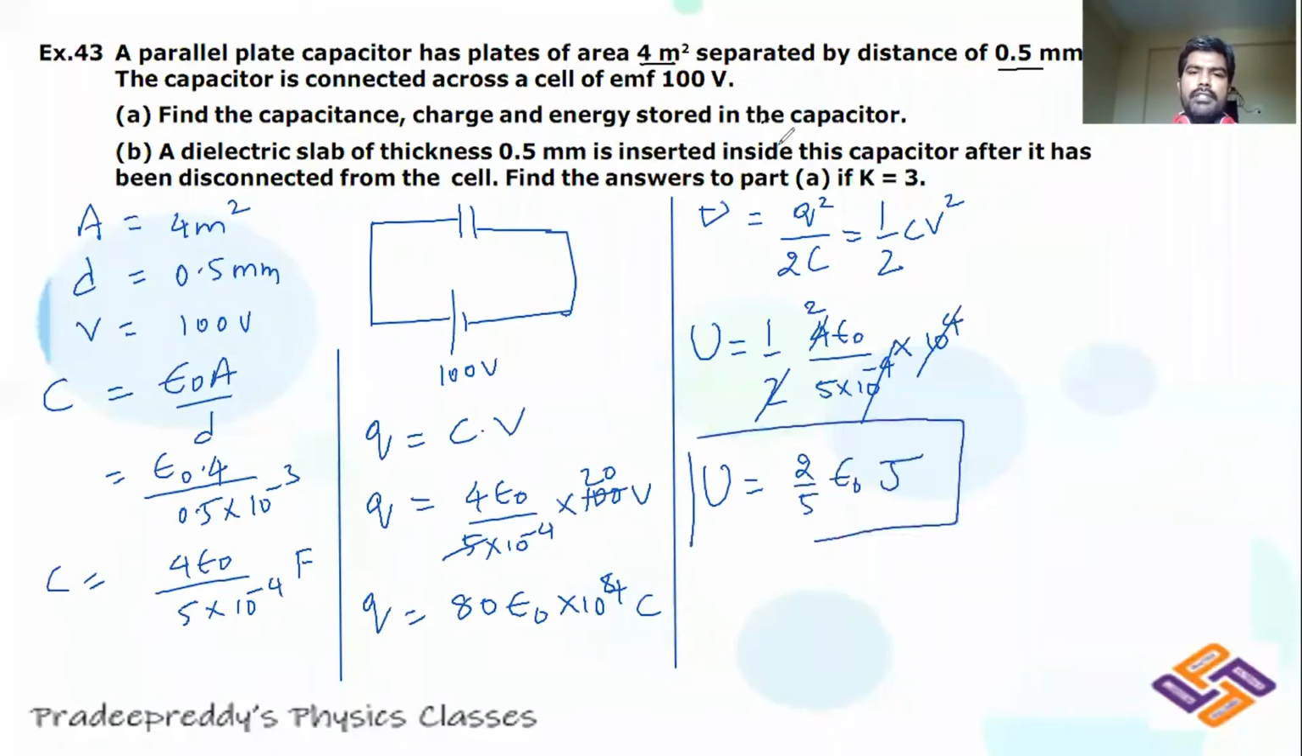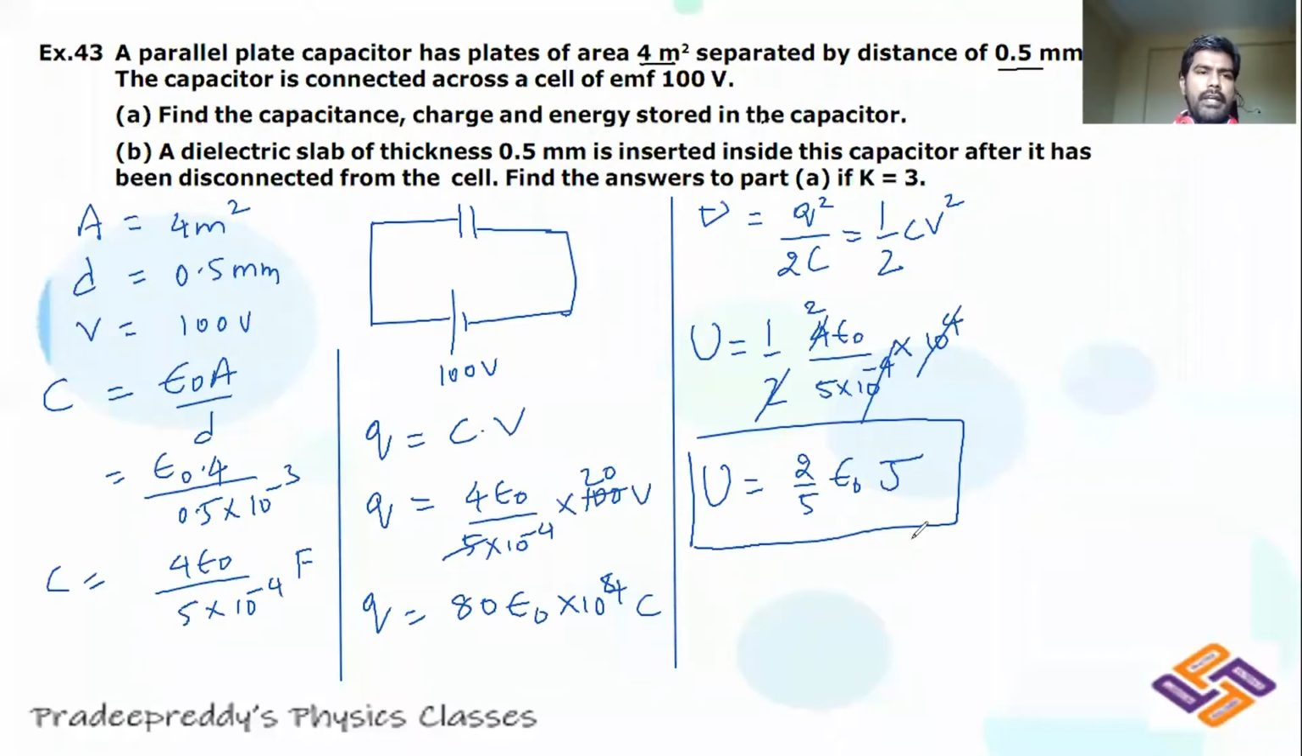This is potential energy. Of course, value of epsilon naught you can substitute over there, but I don't want to make it complicated, so simply I'm leaving that as it is. 2 by 5 epsilon naught is the potential energy stored in the capacitor. Okay, that is U value. This is question A. Question A, we have calculated all things.